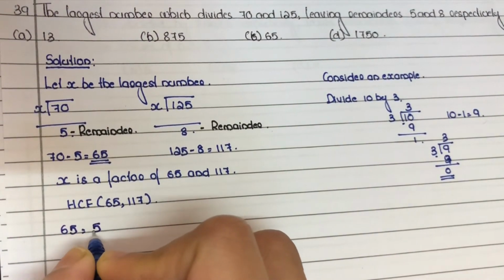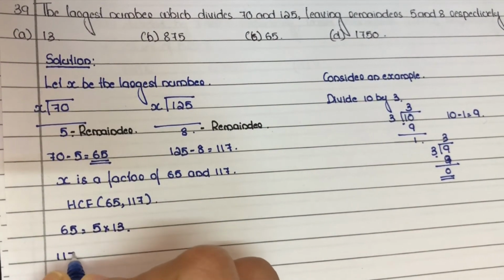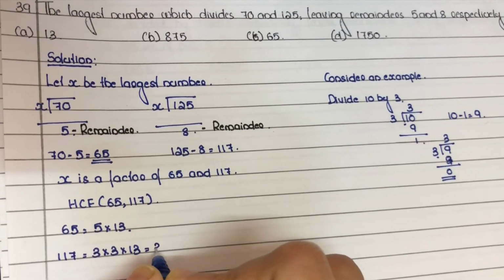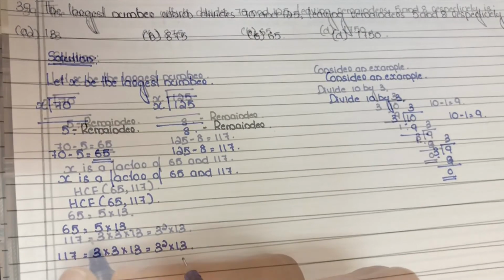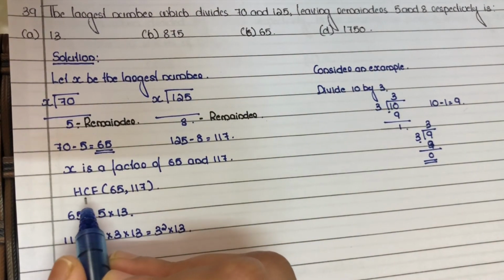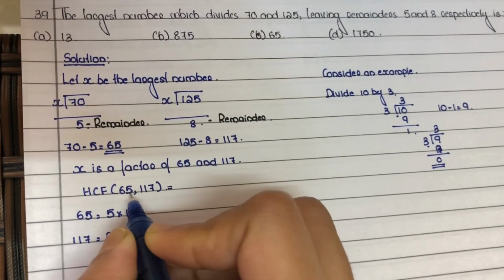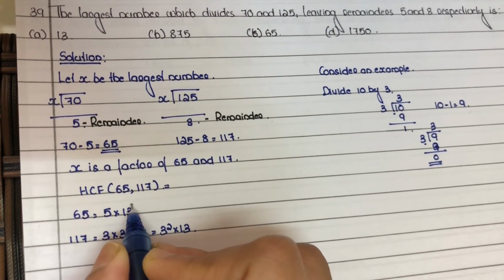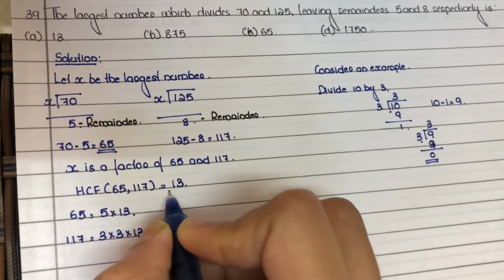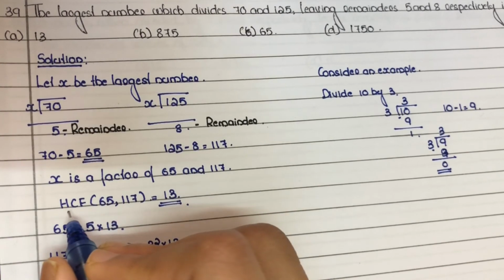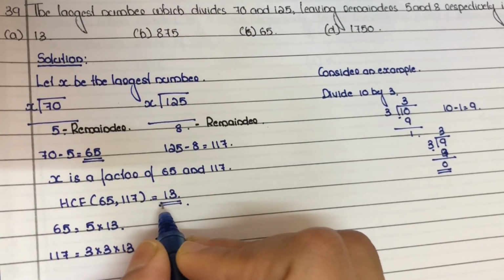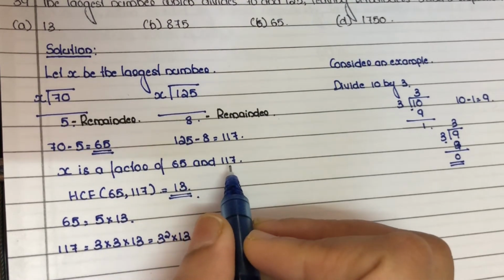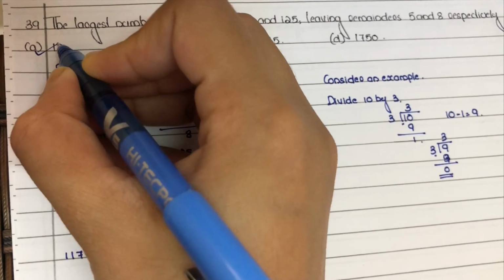65 is equal to 5 into 13, and 117 is equal to 3 squared into 13. And we know that HCF is the product of the smallest power of the common factors. So 5 is not common, but 13 is common with power 1. So HCF of 65 and 117 is equal to 13. So 13 is the largest common factor of 65 and 117. So the option is A, 13.